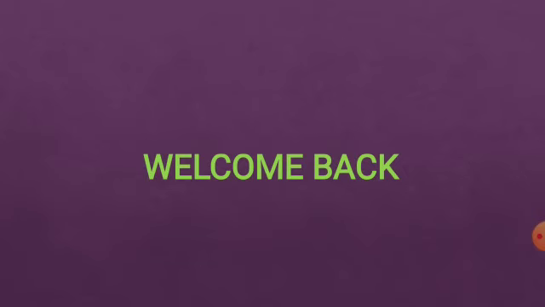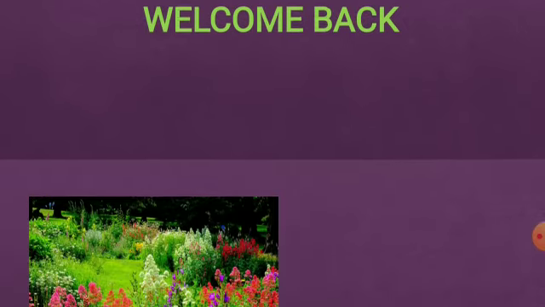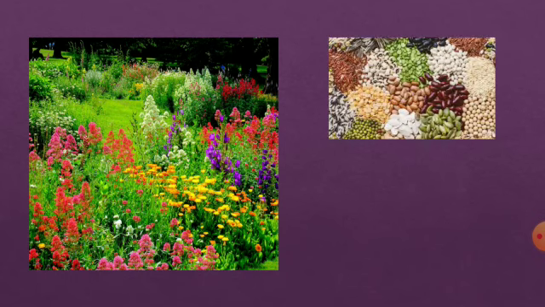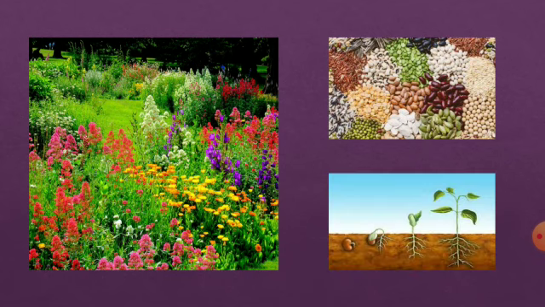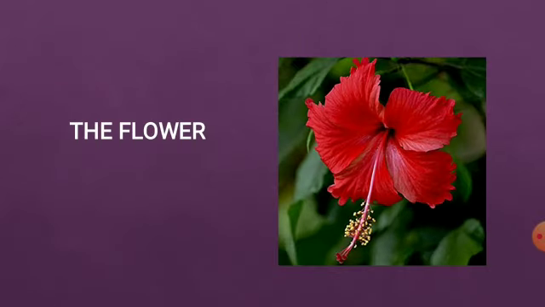Today, we will learn about the most beautiful and colorful part of a plant. This part makes our surroundings pleasant and is also called the reproductive organ of the plant, as it produces seeds that can germinate and develop into new plant. By now, you must have guessed that I am talking about flower. So today, we will start our next chapter, the flower.